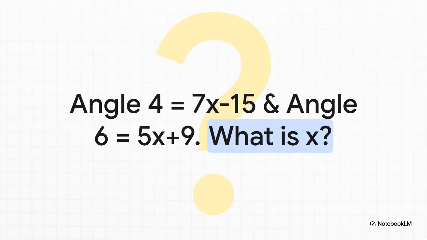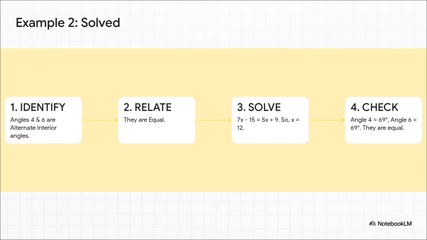Let's run another one. This time we're dealing with angle 4 and angle 6. So, again, what's that crucial first step? Identify the relationship. Now this problem shows us the other side of the coin. Step 1, identify. Angle 4 and angle 6, well, they're between the parallel lines but on opposite sides. That makes them alternate interior angles. Step 2, relate. What does our rulebook say about those? They are equal. This makes our algebra even easier.